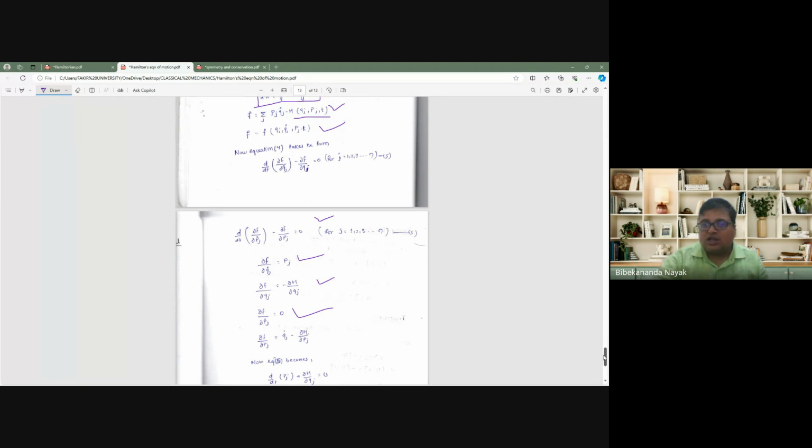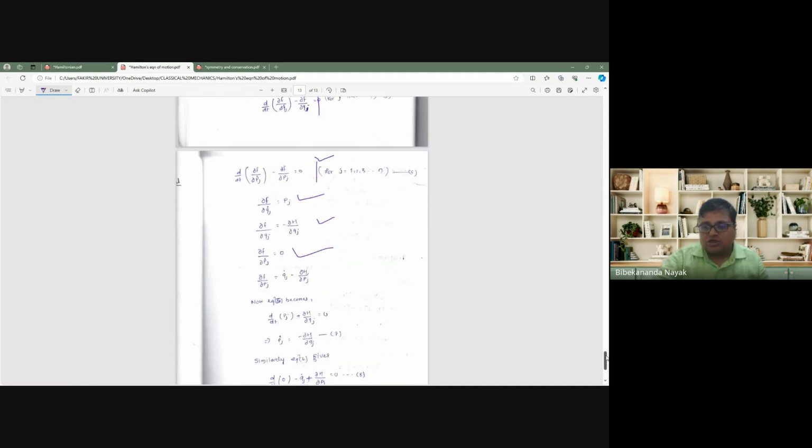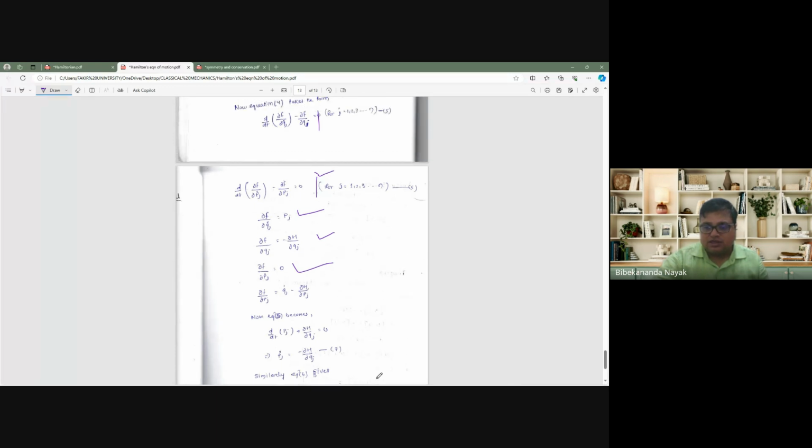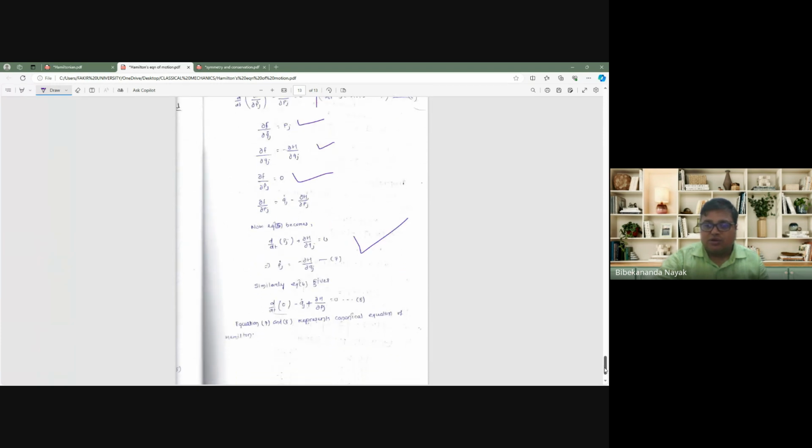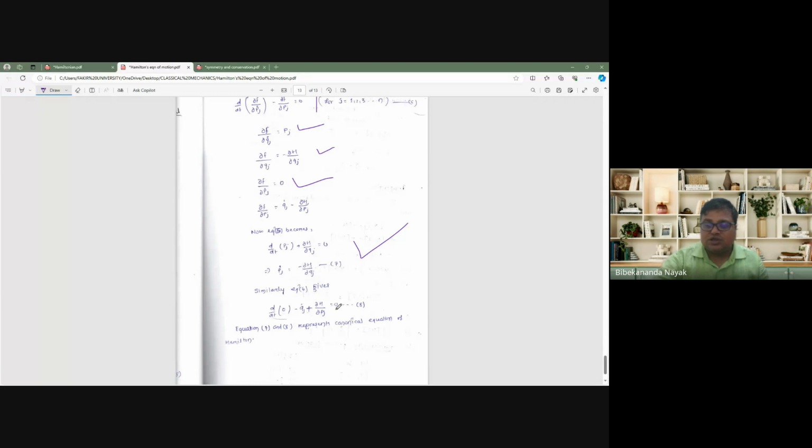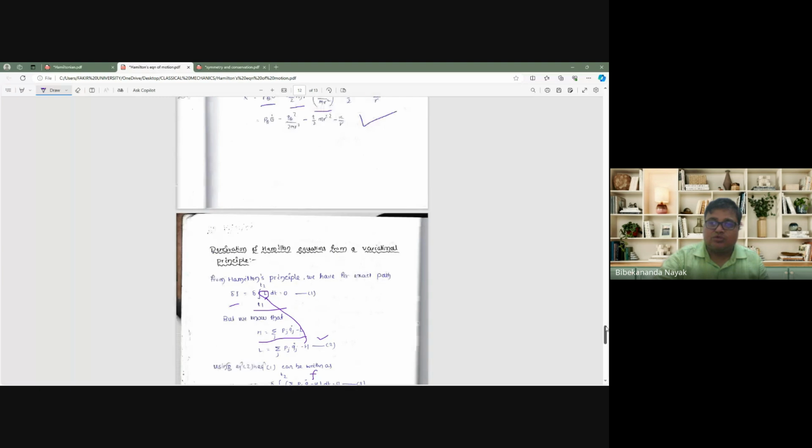Now use these two results in equations 5 and 6. We get two equations. From equation 5, d by dt of pj plus del H by del qj is equal to zero. That means pj dot is equal to minus del H by del qj. And from equation 6, we have d by dt of zero minus qj dot plus del H by del pj equals zero. That means qj dot is equal to del H by del pj. So these two are Hamilton's equations of motion. In this way, you can derive Hamilton's equations of motion from the variational principle.